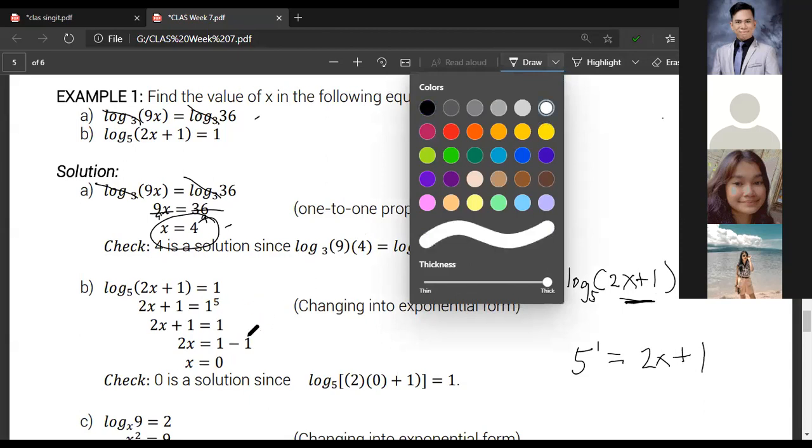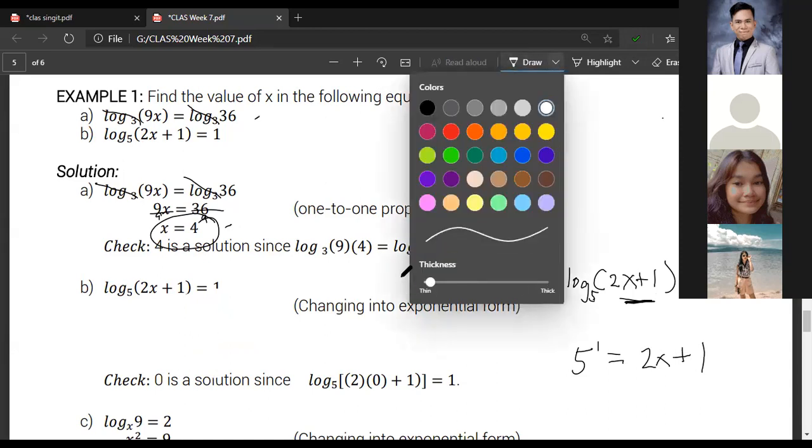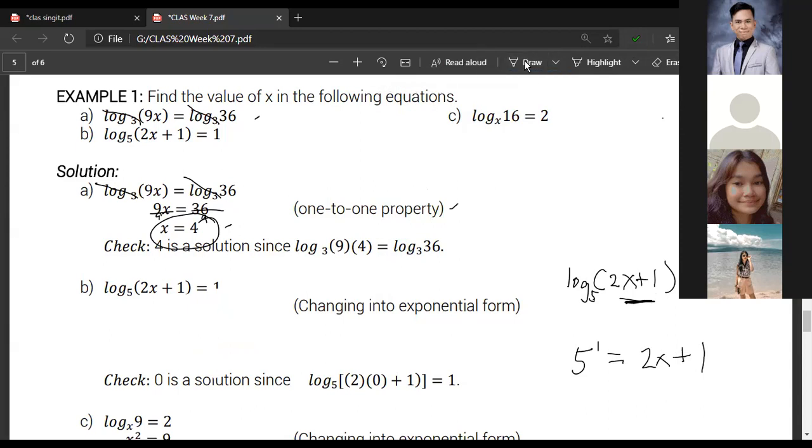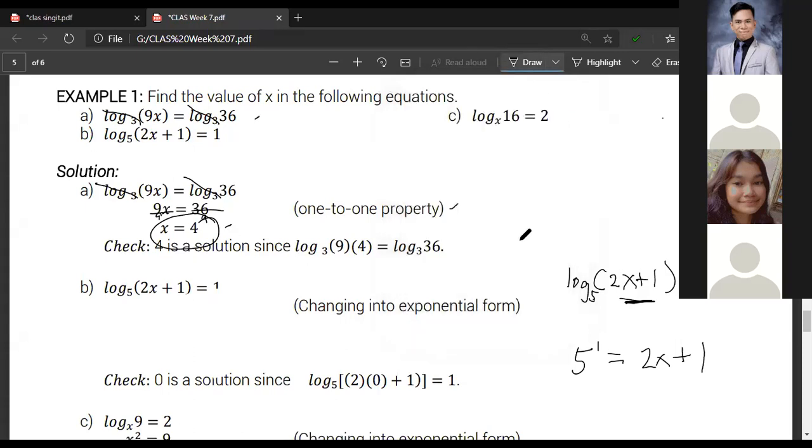Okay. Clear din ba ako? Burahin ko to kasi mali. Pag nakita to ng ibang school. Okay, anyway. Ay class clear ba ako? Kasi parang choppy yung narinig ko kanina. Clear po, sir. Sige, maganda yung saga. Okay.